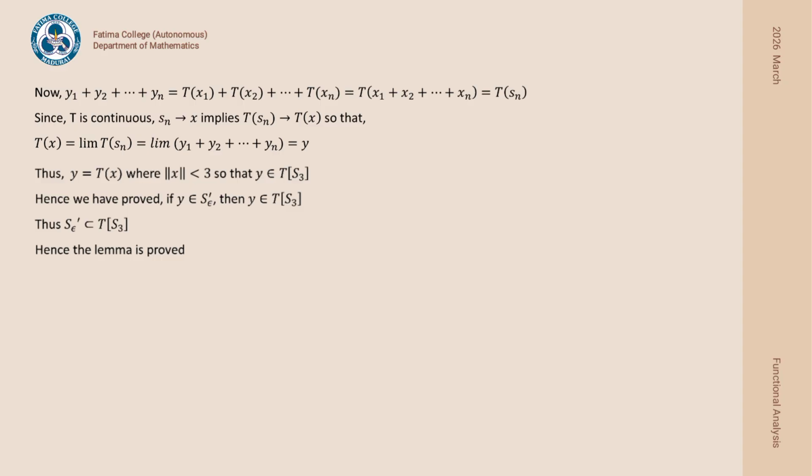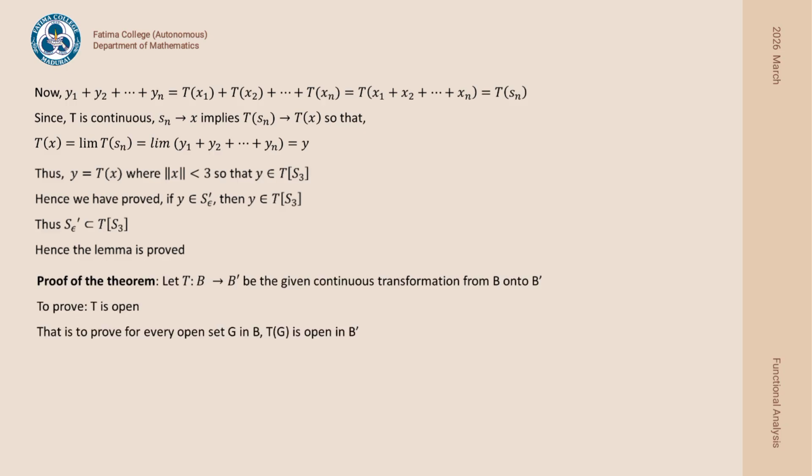Thus, we have y is equal to T of x, where norm x less than 3. So that we have y belongs to T of S3. So, taking y in S epsilon dash, we have proved y belongs to T of S3. Therefore, S epsilon dash is a subset of T of S3. That is, we have proved for an open sphere in B, the image contains an open sphere in B dash.